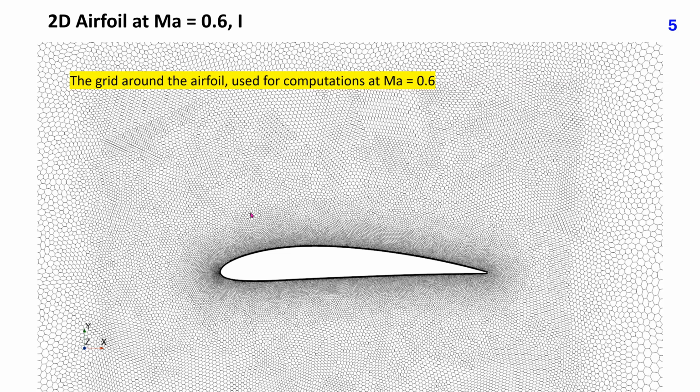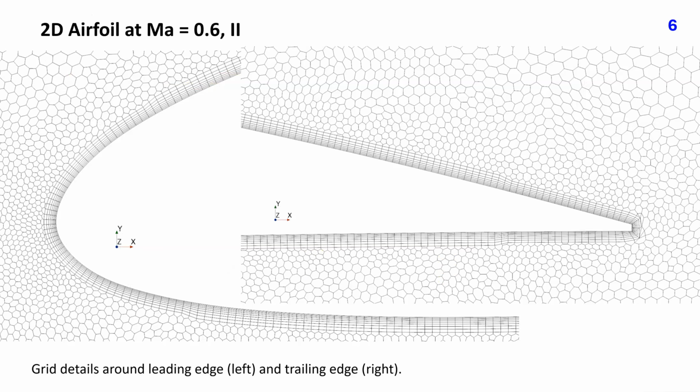We consider first the subsonic flow at Mach number equal 0.6. This plot shows the polygonal grid around the airfoil, which is locally refined in airfoil vicinity. These plots show grid details around the leading edge of the airfoil on the left and around its trailing edge on the right.